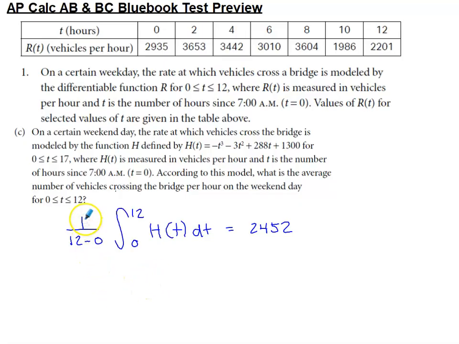So 1 over the difference between the endpoints of the interval that I want to do this calculation across, times the definite integral of that function that I want the average value of across the corresponding interval. This is a calculator problem. You could fire up Desmos. You could go to your handheld with your numerical integration option and end up with 2,452.